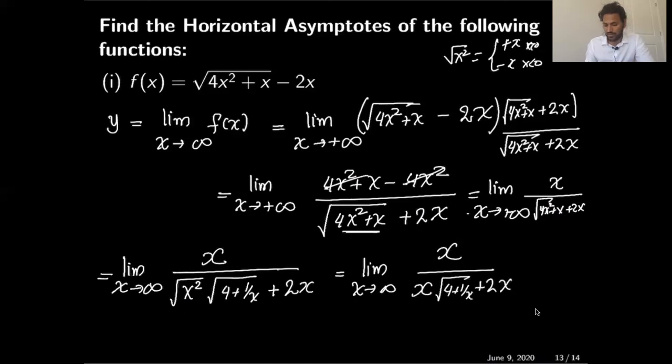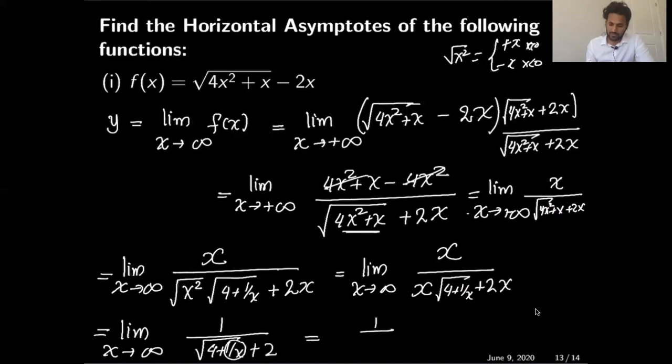Now I can pull out the x and cancel it out in the top. So I will get the limit as x approaches plus infinity of 1 over the square root of 4 plus 1 over x, plus 2. If I take x to infinity, this will be 0. So I will get 1 over 2 plus 2, which is equal to 1 over 4. So this implies y equal to 1 over 4 is one asymptote of this function.